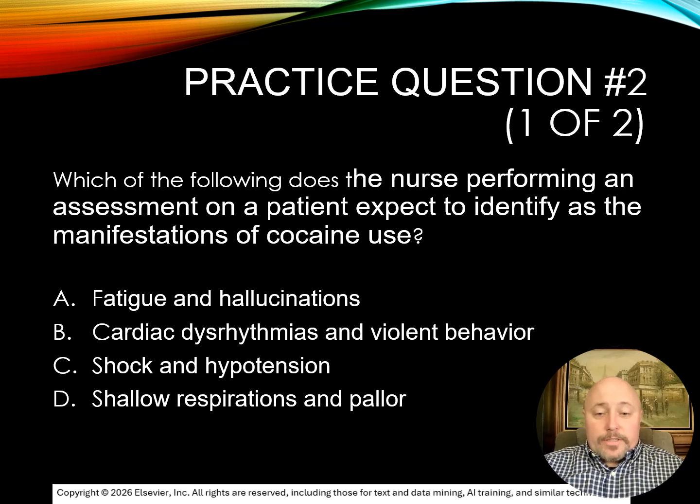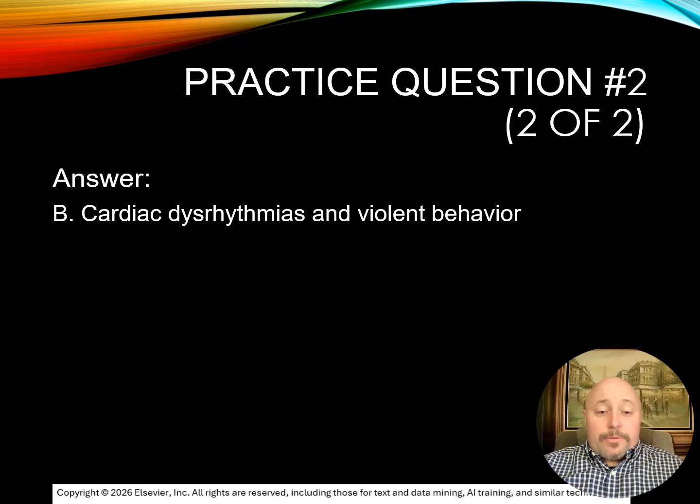Which of the following does the nurse performing an assessment on a patient expect to identify as the manifestations of cocaine use? That would be A, fatigue and hallucinations, B, cardiac dysrhythmias and violent behavior, C, shock and hypotension, or D, shallow respirations and pallor? And that answer would be B, cardiac dysrhythmias and violent behavior.